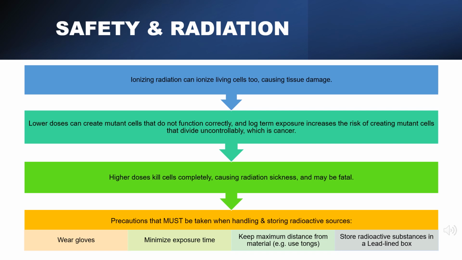So, now what are these precautions that we must take while handling as well as storing radioactive sources? You must wear gloves, you must minimize your exposure time, you must keep maximum distance from the radioactive material. So you must try to use things like tongs, and you must store all your radioactive substances in a lead-lined box, because we have learnt already that lead can absorb all kinds of ionizing radiation.